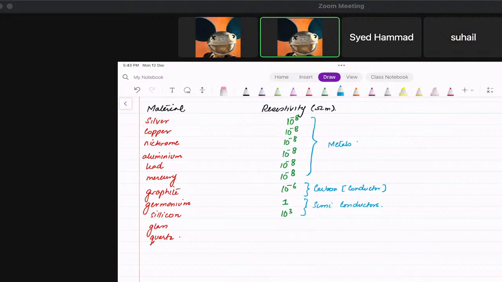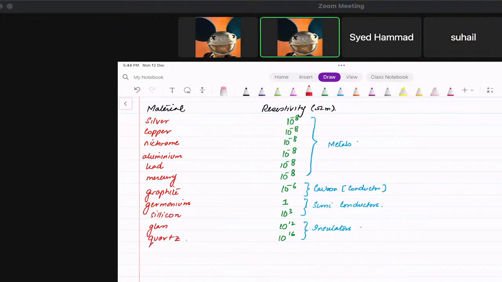And for insulators it's much higher. Glass is 10 raised to power 12 and quartz is 10 raised to power 16. These are common insulators. Will you guys be able to remember this? Sir, what's the last thing? Quartz. Let me write it neatly. Quartz. Okay.